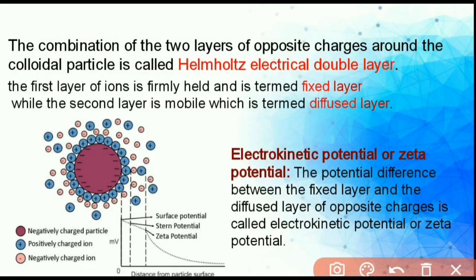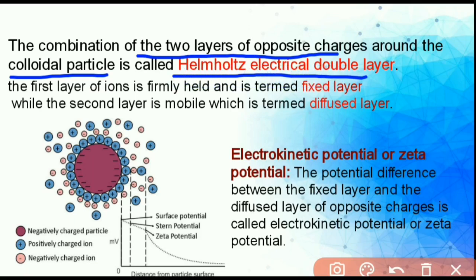Next, the combination of two layers of opposite charges around the colloidal particle is called Helmholtz electrical double layer. See in this picture, the first positive layer around the colloidal particles is fixed, so it is called the fixed layer, and the second layer is negatively charged and mobile, so it is called the diffuse layer.